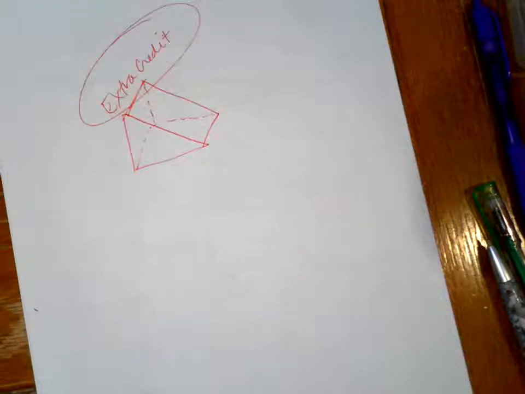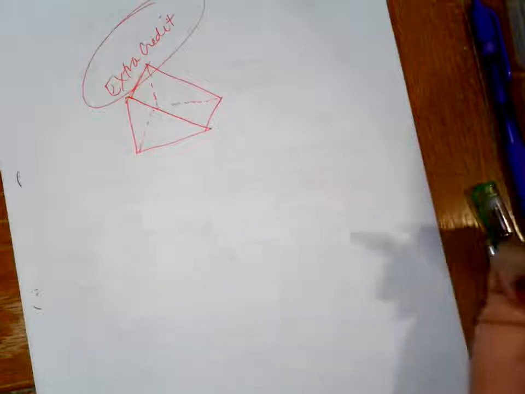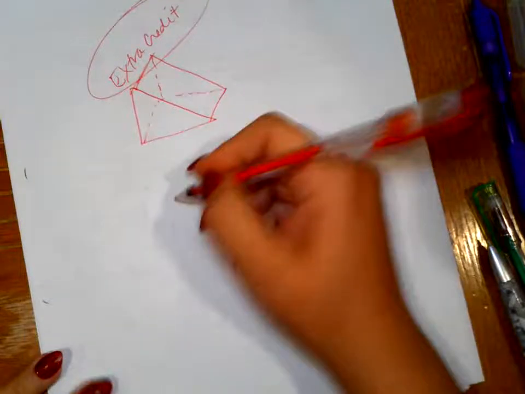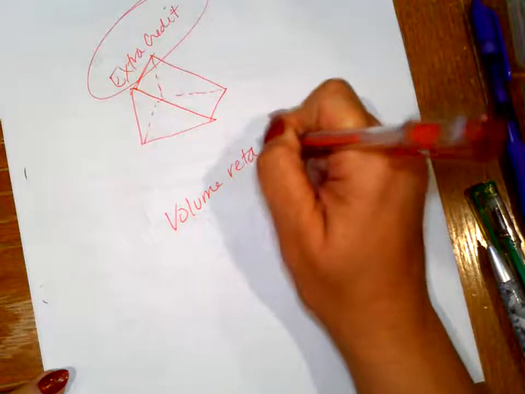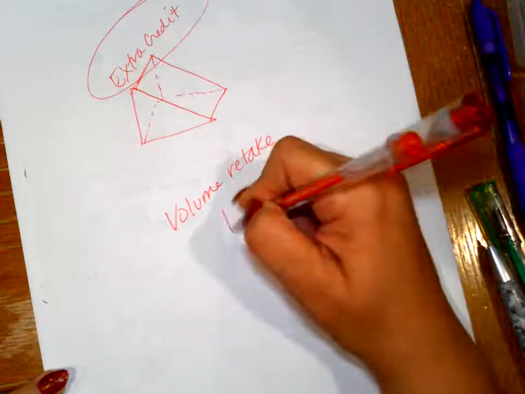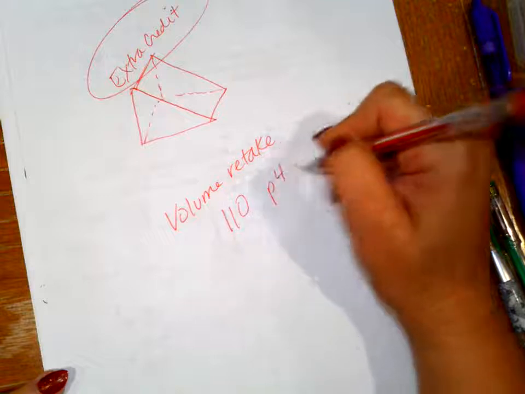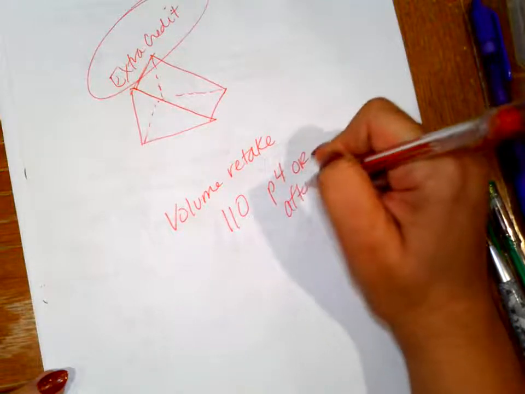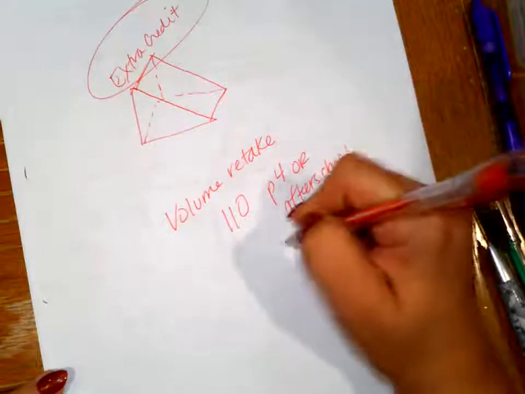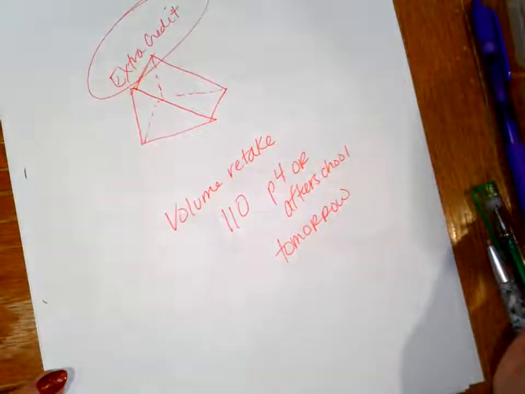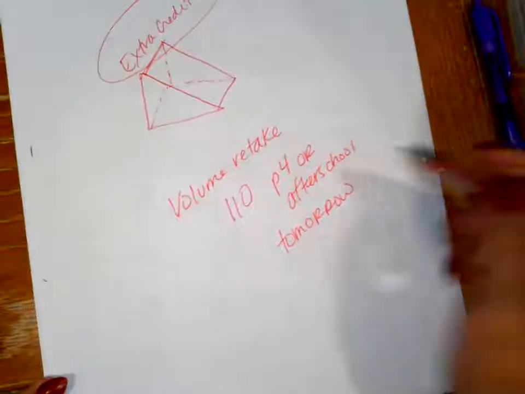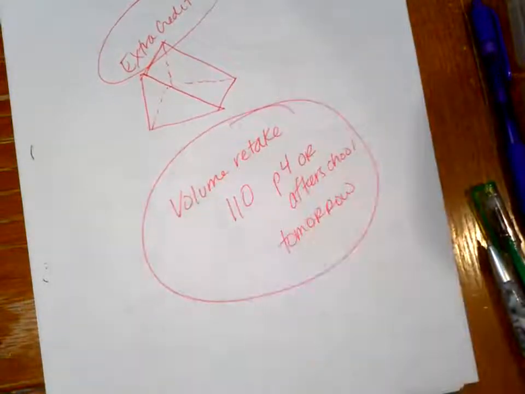If you are in my class, and even if you're in the other classes, that's fine too. I forgot to tell my class to retake the test. So we are doing the volume retake in room 110 during period 4 or after school tomorrow. Okay, I'll be at school till 5 p.m. So anytime up until 5, we're going to do the volume retake. So whatever you want to do for that.